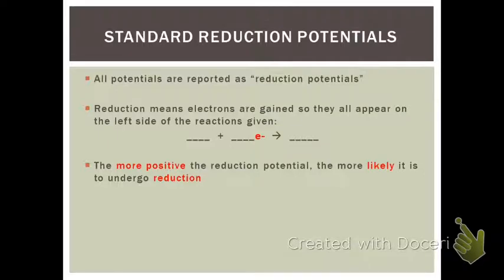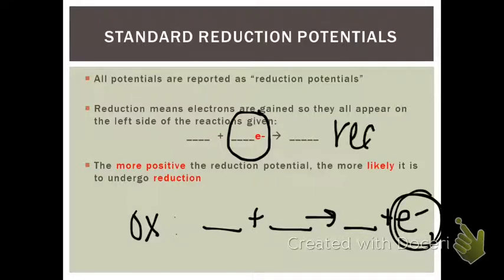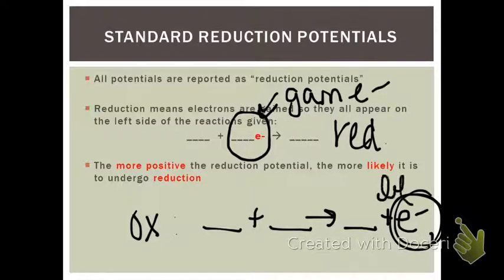Now, again, the reduction means that the electrons are gained, so they're all on the left side of the equation. If it was an oxidation potential, you would have this plus this or whatever. It may only be one reactant, but regardless, you'd have the electrons on the right. So keep in mind, reduction reactions are gaining electrons, so the electrons are on the left. And then oxidation potentials have the electrons on the right, because they're losing them.